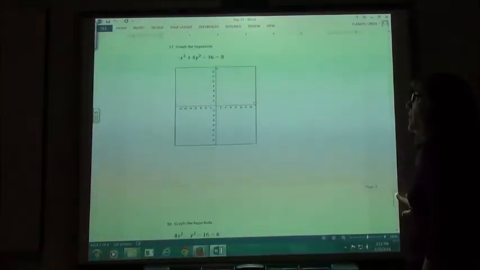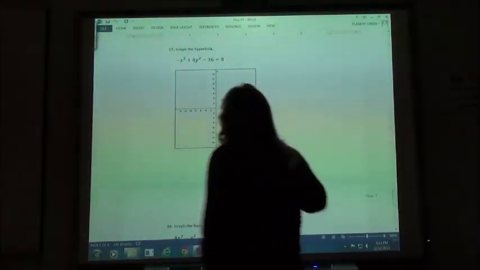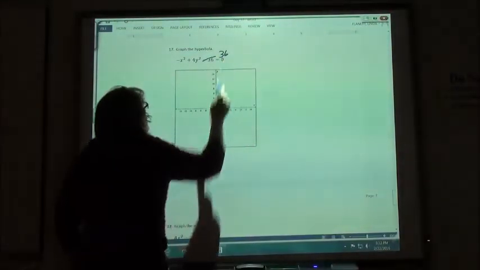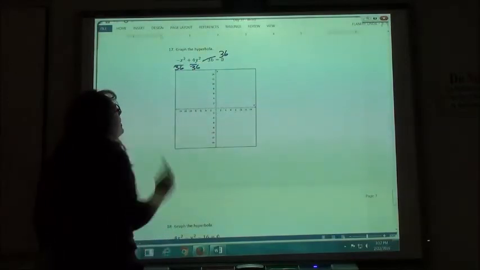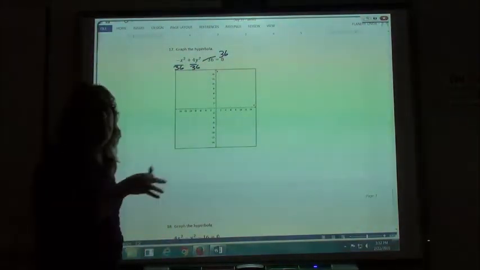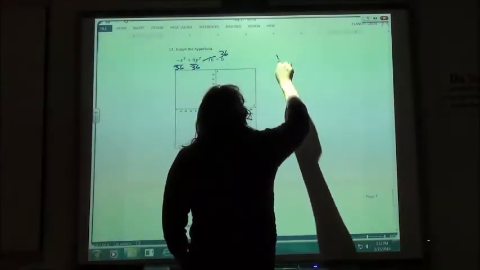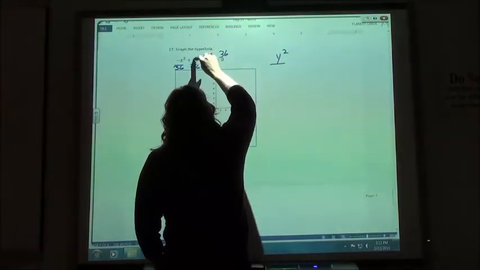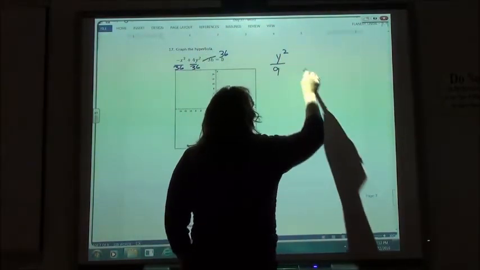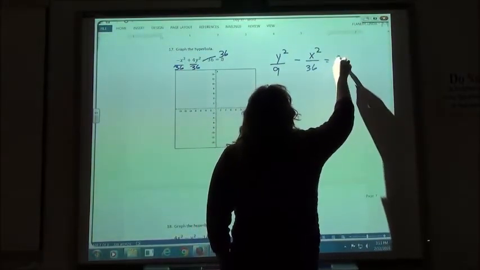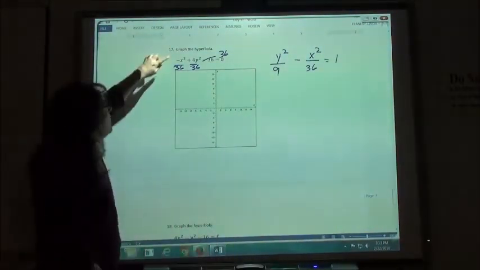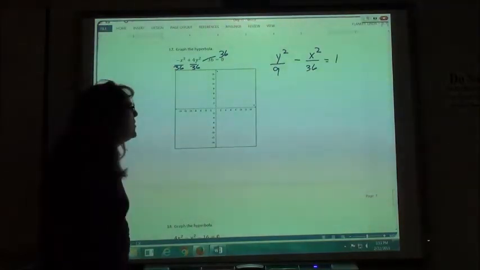So on number 17, same kind of thing. I'm going to move my 36 to the other side. I'm going to divide by 36. And again, my y squared is positive, so I'm going to switch my order. So y squared over 36 divided by 4 would be 9, minus x squared over 36 equals 1, right? 1 divided by 36 is still 36.